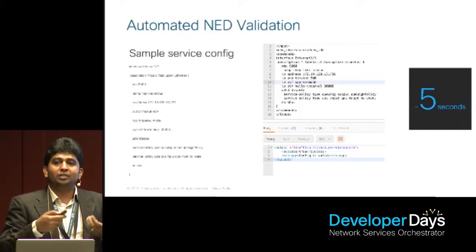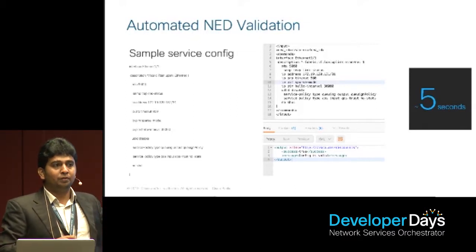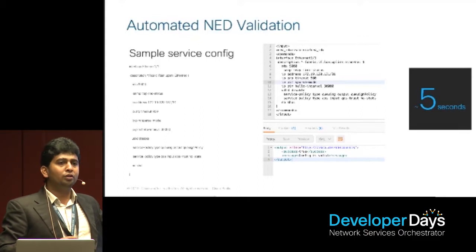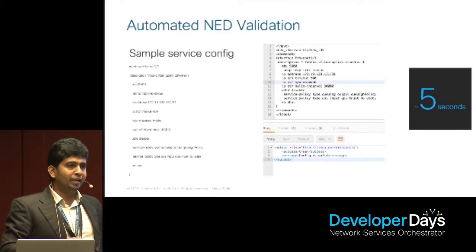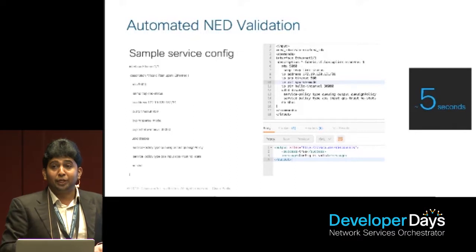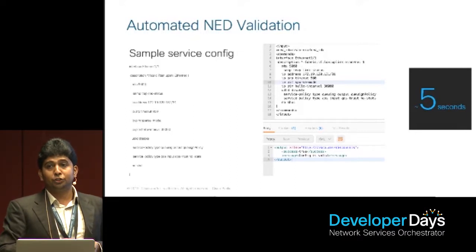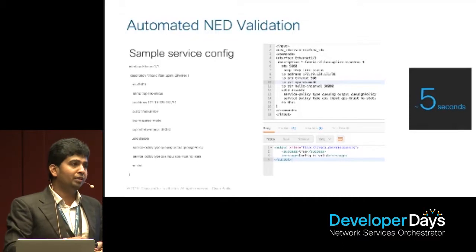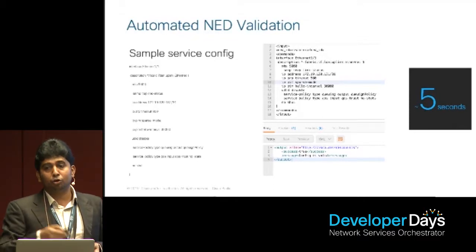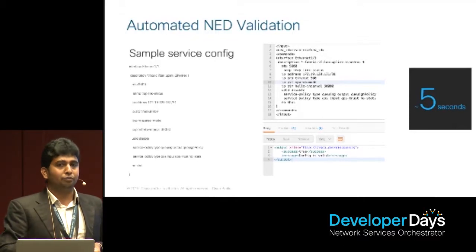But how does this help, right? So if the time that is spent on validating the configuration manually can be reduced, then that particular time can be used for actual service development. So it's going to accelerate the development and also the deployment of automation services onto your network.